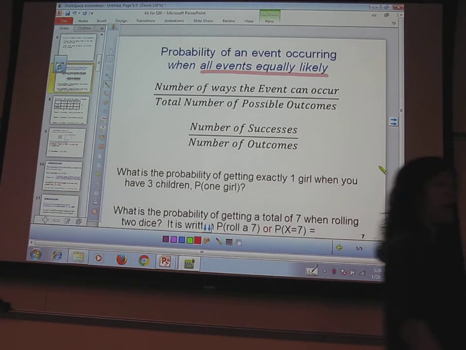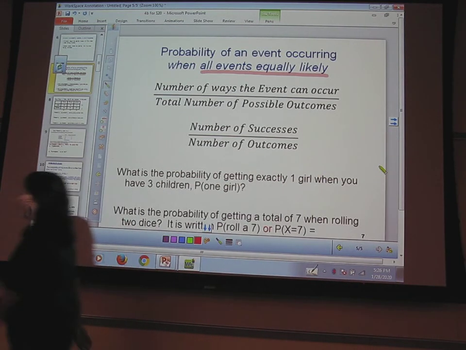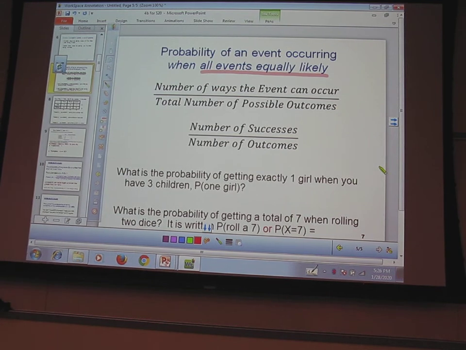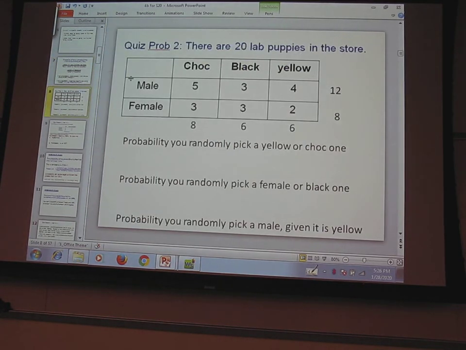Right? I tried out for the 49ers. I either make the team or don't make the team. Those are not equally likely events. I do not have a 50% chance of making the 49ers. So only when events are equally likely. And I like to just use a shortcut way and call it number of successes over number of outcomes. So that's just a review of last class. Here's our quiz problem number 2.